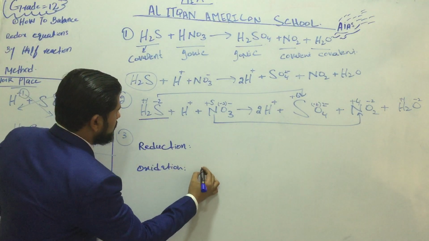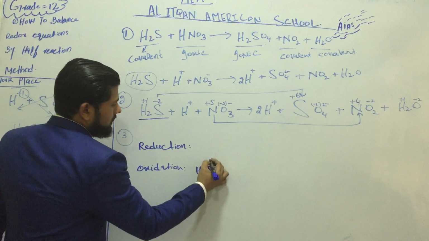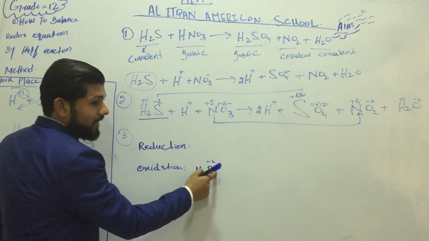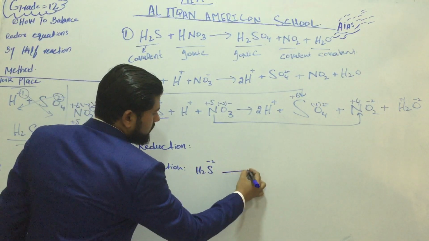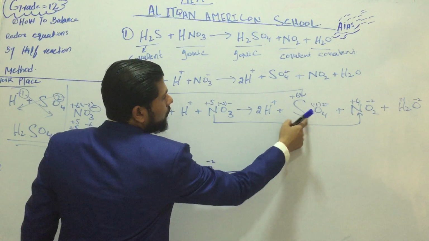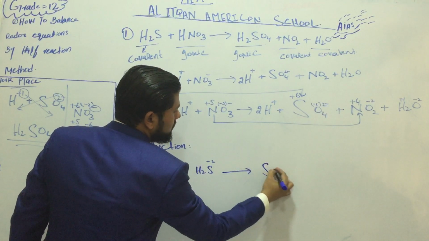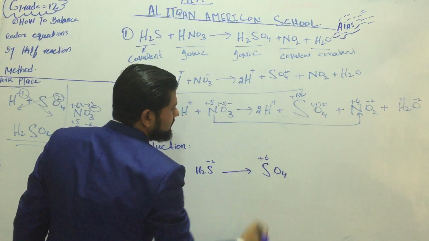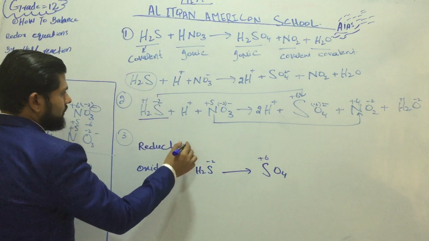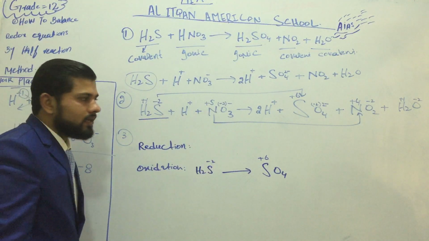So I'll write here for oxidation, H2S. I will mention just the charge of the element specifically that has changed. It is changed into SO4. It's one ion, a polyatomic ion. You have to mention that. SO4, it is +6.